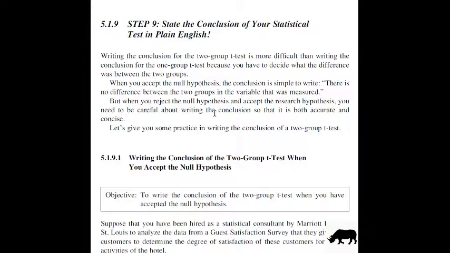When you accept the null hypothesis, the conclusion is simple to write. There is no difference between the two groups in the variable that was measured. But when you reject the null hypothesis and accept the research hypothesis, you need to be careful about writing the conclusion so that it is both accurate and concise. Let's give you some practice in writing the conclusion of a two-group t-test.